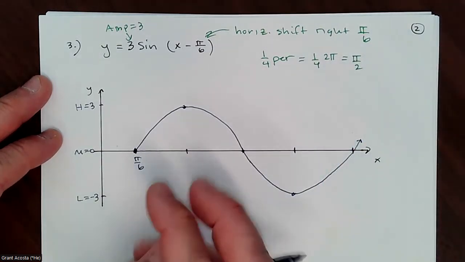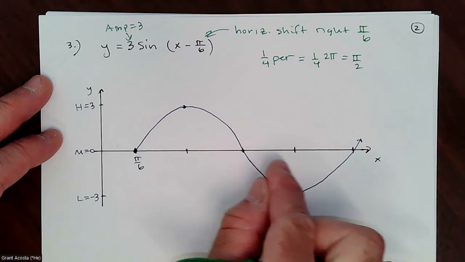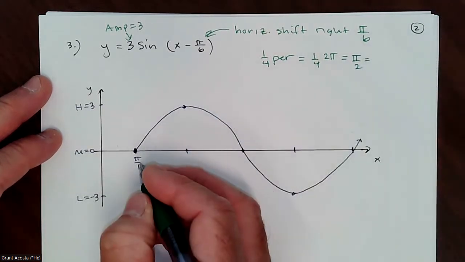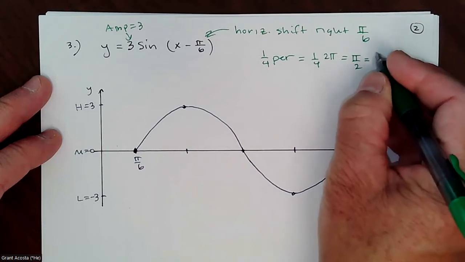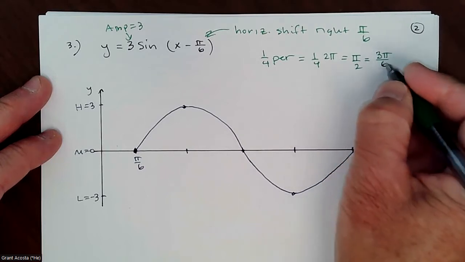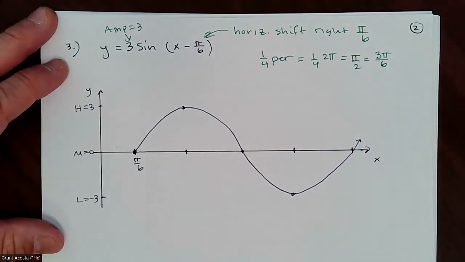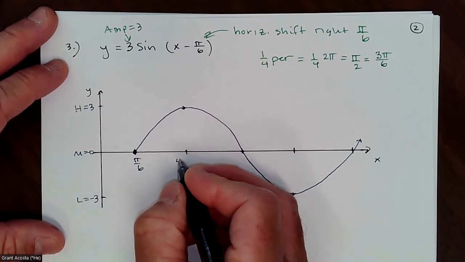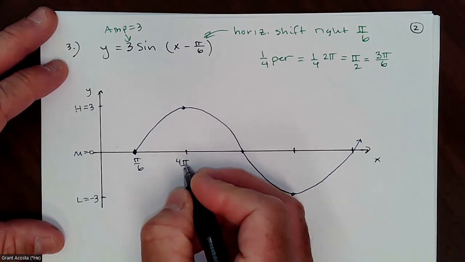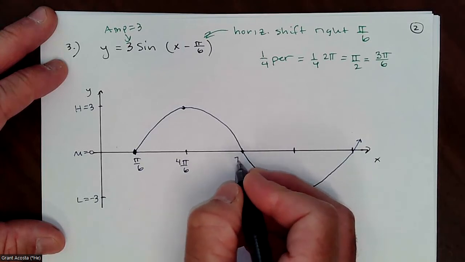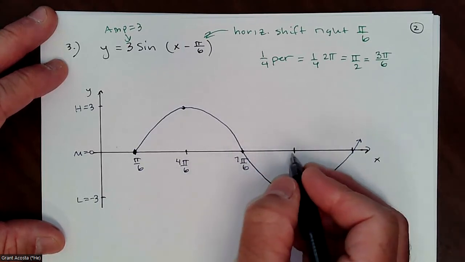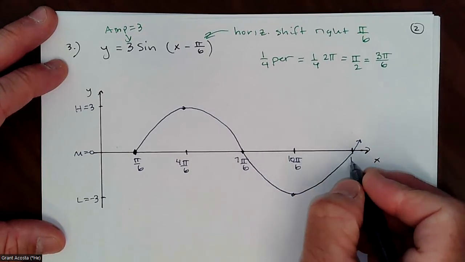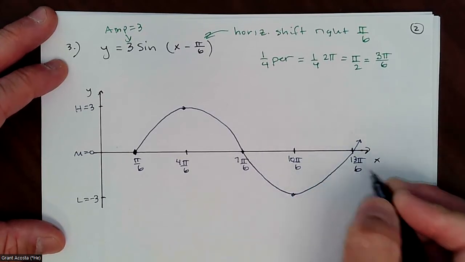What I want to do then is just add pi over 2, but now I'm starting from pi over 6. So if I'm going to add pi over 2 to pi over 6, it's convenient to give it a common denominator and think of pi over 2 as 3 pi over 6. Then I can just add 3 pi over 6. We can reduce this later. That would be 4 pi over 6. If I add another 3 pi over 6, I get 7 pi over 6. Add another 3 pi over 6, I get 10 pi over 6. One more, I finish off at 13 pi over 6.